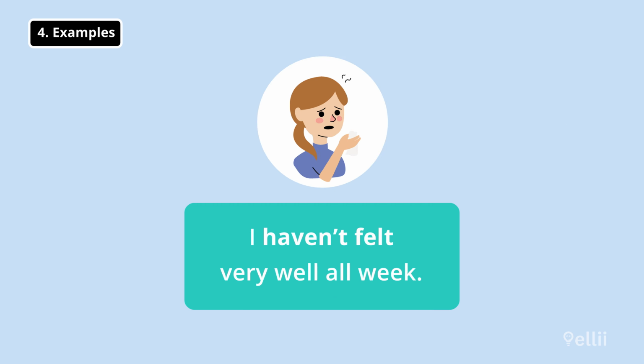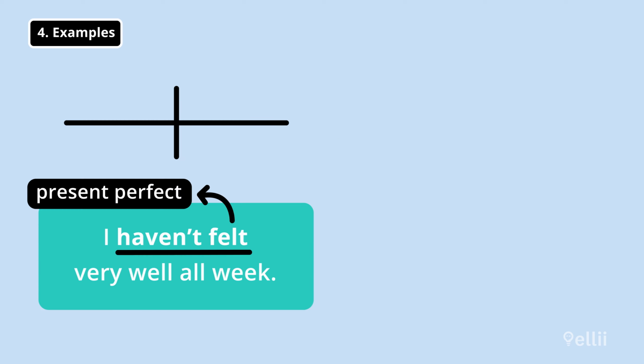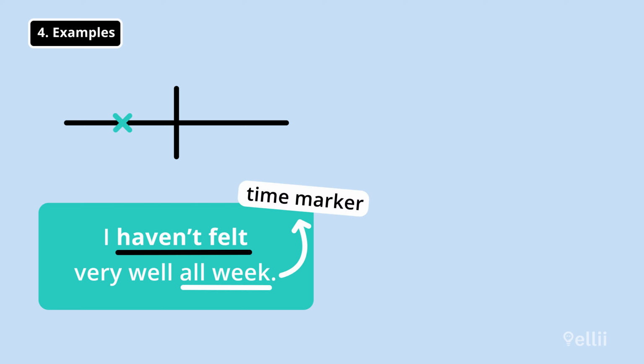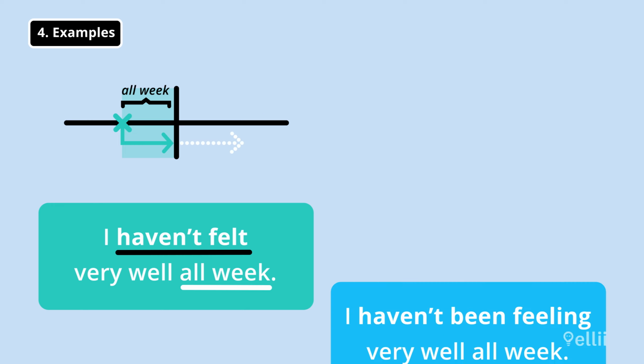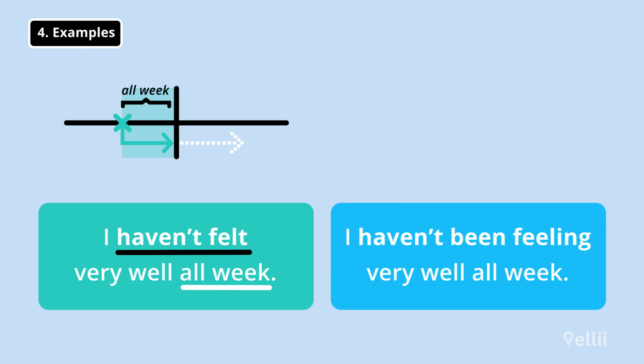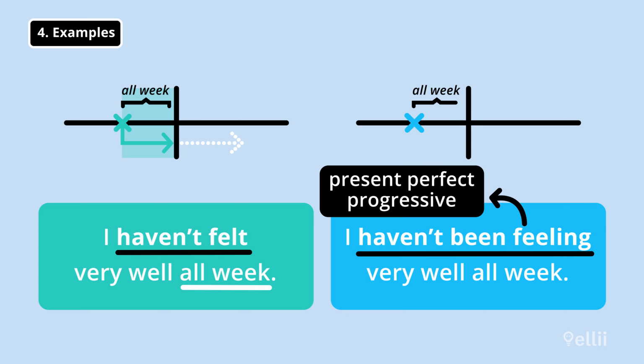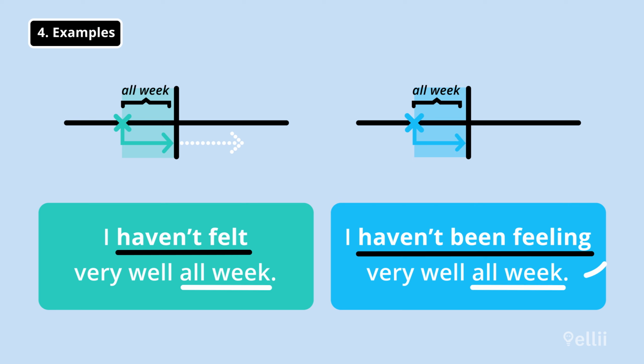I haven't felt very well all week. In this present perfect sentence, it's clear that the speaker felt sick this week, but we don't know if they're starting to feel better or if they expect to still feel sick tomorrow. I haven't been feeling very well all week. With a present perfect progressive sentence, it's clear that the speaker still expects to feel sick tomorrow.